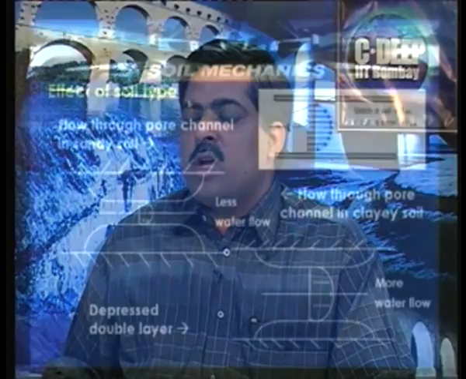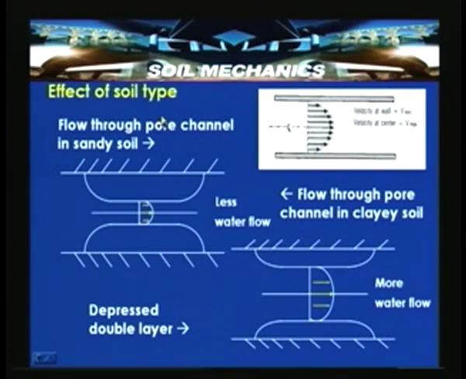So, let us discuss why the K of coarse grained soils is more than K of the fine grained soils. By the effect of the soil type, the concept can be explained by using the flow through a conduit pipe. This is for a coarse grained soil or a sandy soil, where you can see the flow is V maximum at the center and V minimum at the wall. So, this is how the flow takes place.